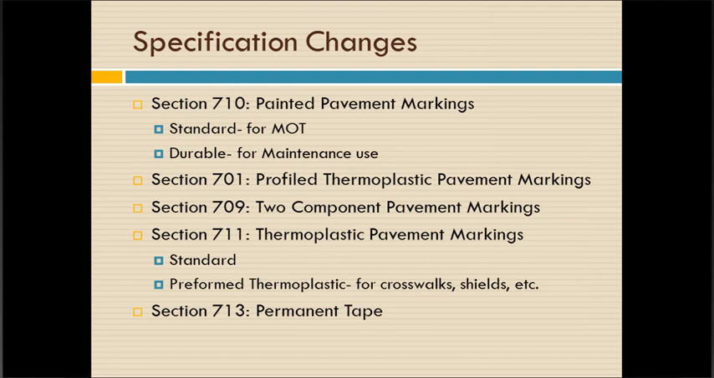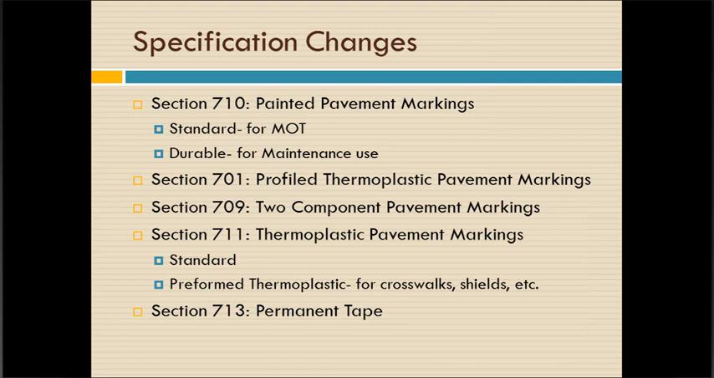Some of the specifications that have changed to coordinate with all these bulletins include Section 710, the painted pavement markings. Before, you probably just referred to that as the paint for MOT, and that was our standard paint. We've also added in the durable paint, and that's primarily for maintenance use. Section 701, as Chester reviewed earlier, the profiled thermoplastic pavement markings, with the name change and all the other changes I'll describe in just a moment here, but it was to get all the consistent terminology.